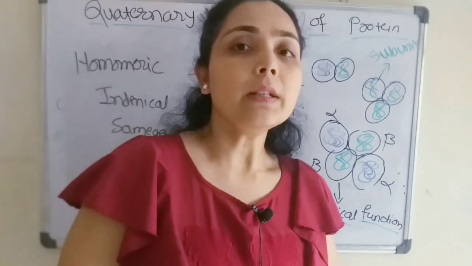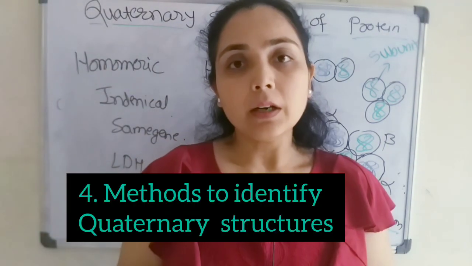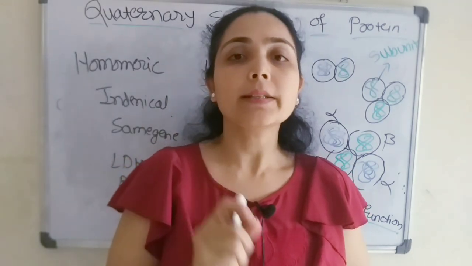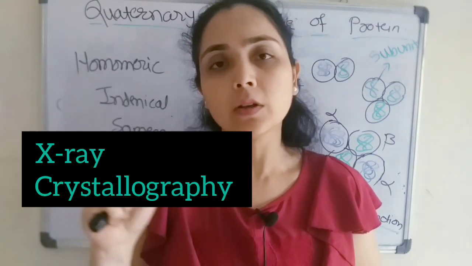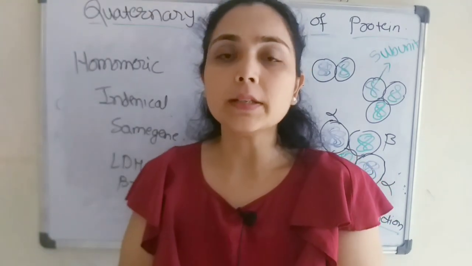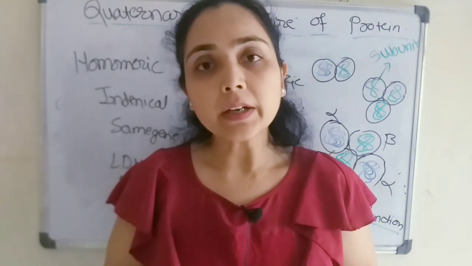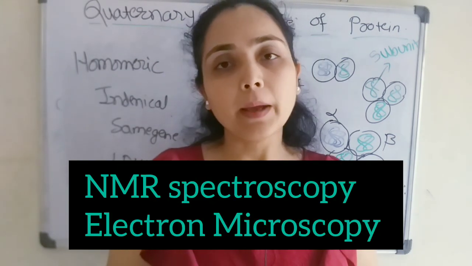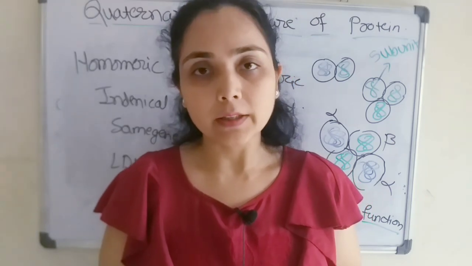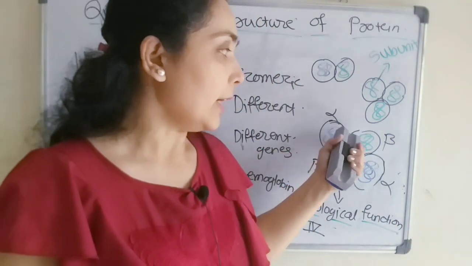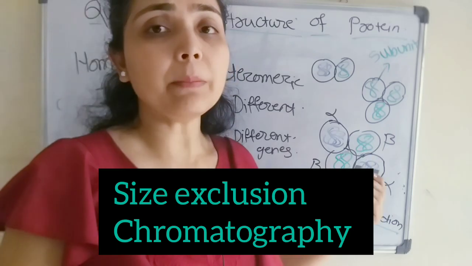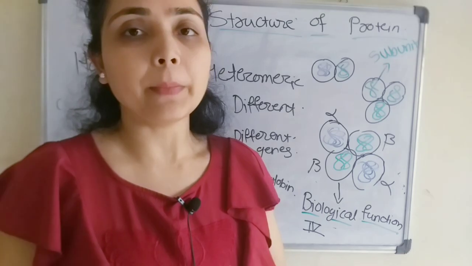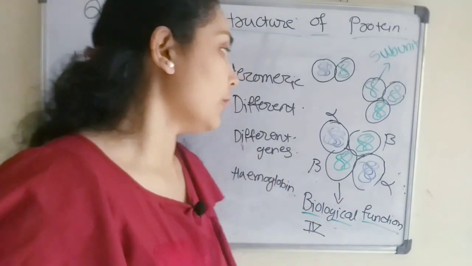Next we will see the methods to identify the quaternary structure of protein. The most common one is the X-ray crystallography method. Through X-ray crystallography we can identify whether the structure has a quaternary structure or not. If there is any difficulty obtaining data from X-ray crystallography, then NMR or electron microscopy can also give clues about quaternary structures, and the molecular weight of each subunit can be obtained by size exclusion chromatography. There is a list of methods, but I have mentioned only a few of them.